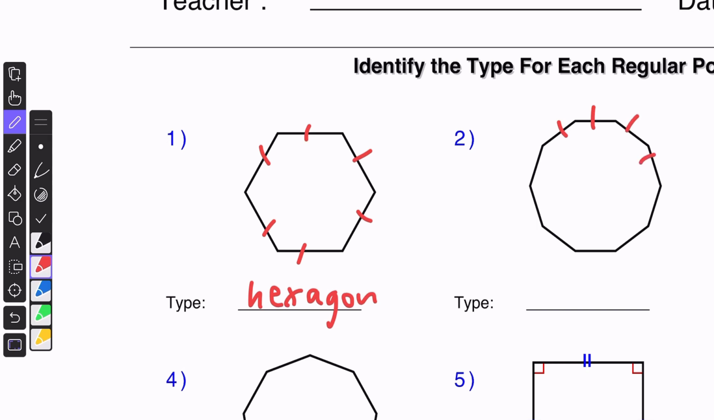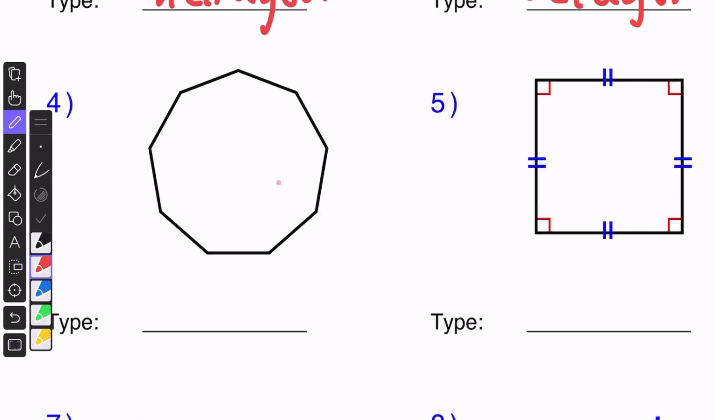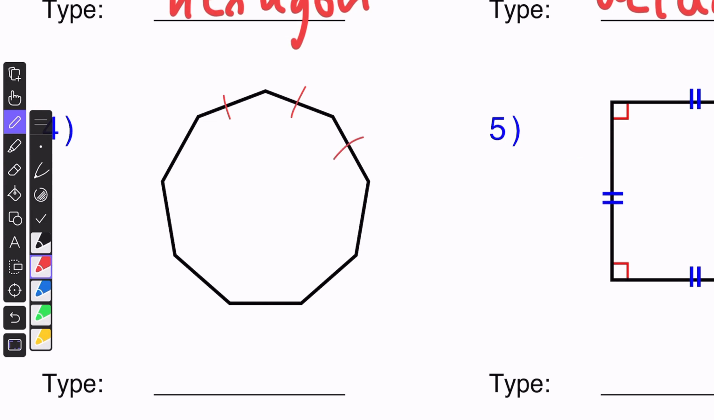1, 2, 3, 4, 5, 6, 7, 8, 9, 10. A decagon. 1, 2, 3, 4, 5, 6, 7. A heptagon. Now we're getting into more. 1, 2, 3, 4, 5, 6, 7, 8, 9. Nonagon.